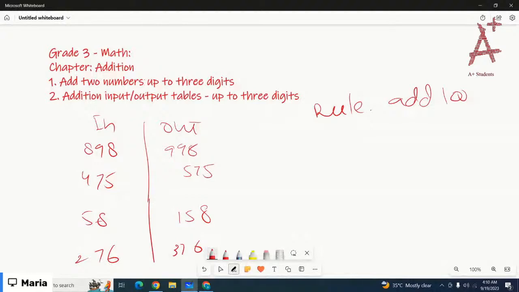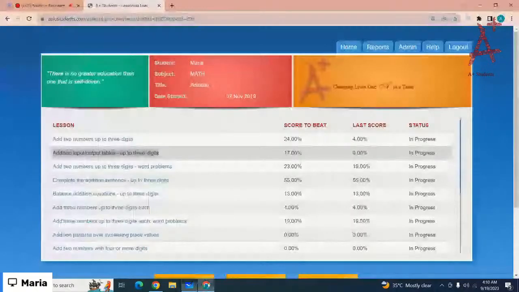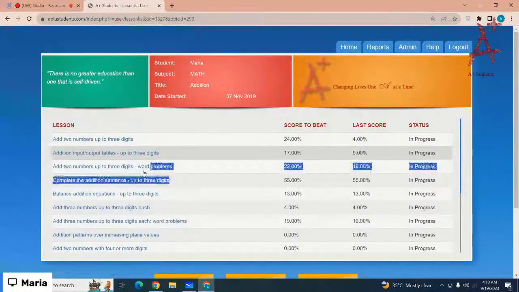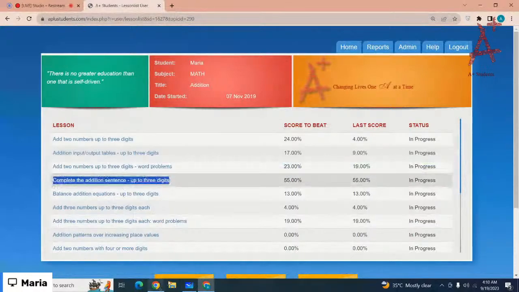Let's just start. We will do the practice questions of all the lessons later, right? First we just go through the concept of all the lessons. The next one is add two numbers up to 3-digit numbers. Proper problem, you have to do the word problems on your own. The next one is complete the addition sentences, right?